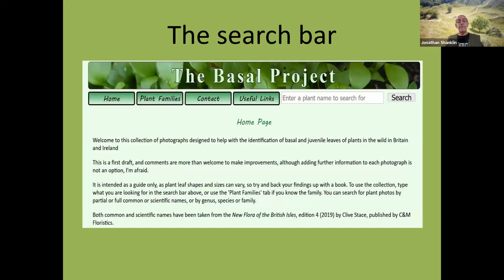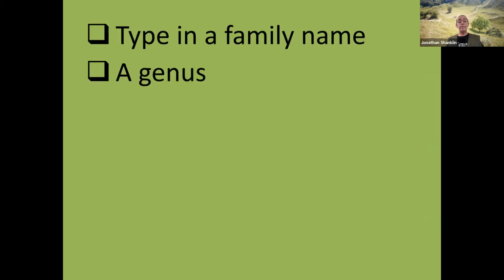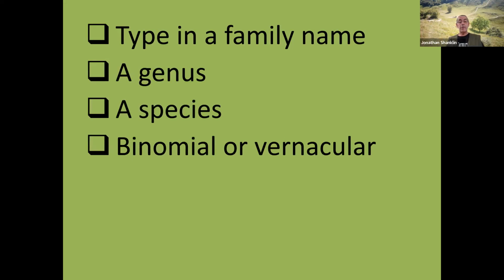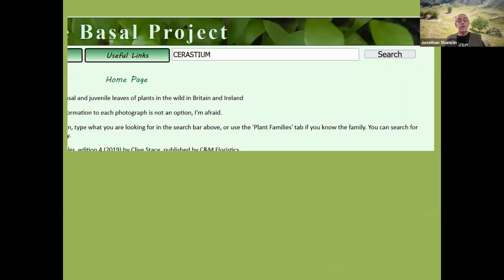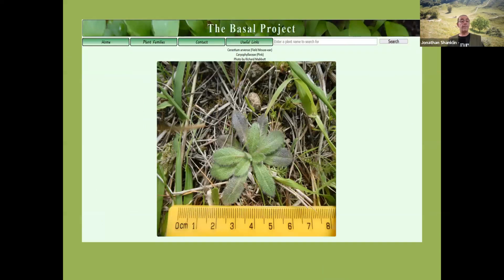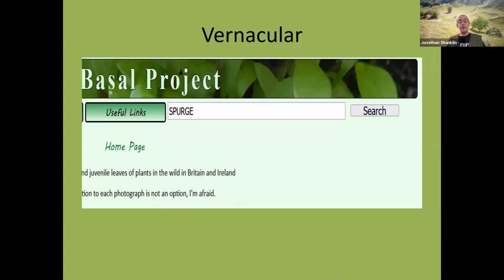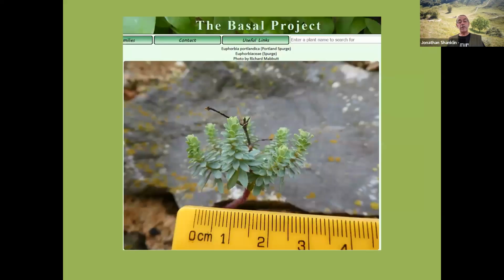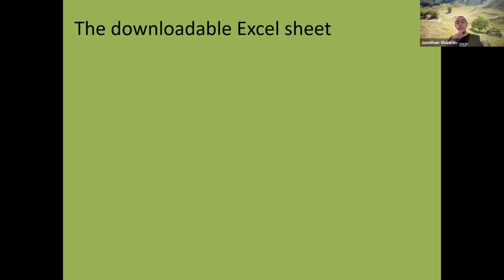So there's a search bar. There we go. In there, you can type family name, genus, species, the binomial or the vernacular. So say, for instance, we put in Cerastium, up come all the Cerastiums, and you click on each individual one, and you'll get a lot more detail. And the same for the vernacular, put in Spurge, and up come the Spurges, and there we have Portland with more detail. Okay. Also, the other last thing on the home tab, very important, is the downloadable Excel sheet.